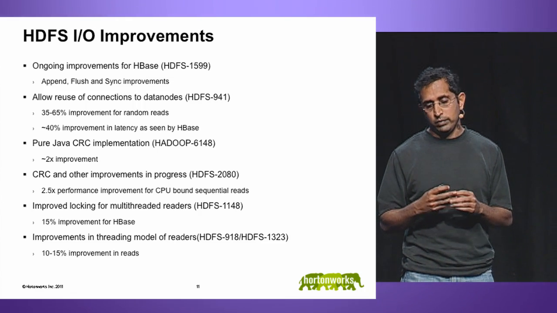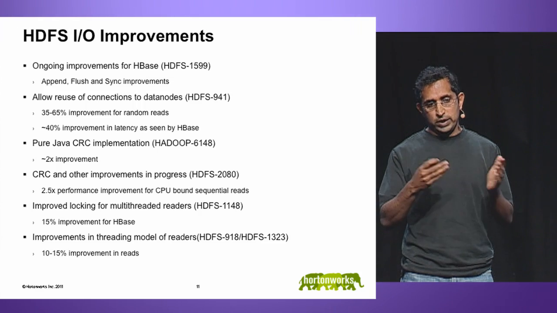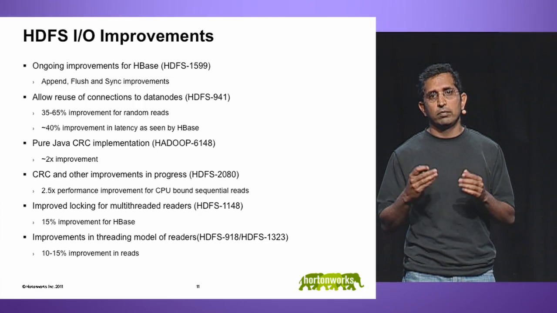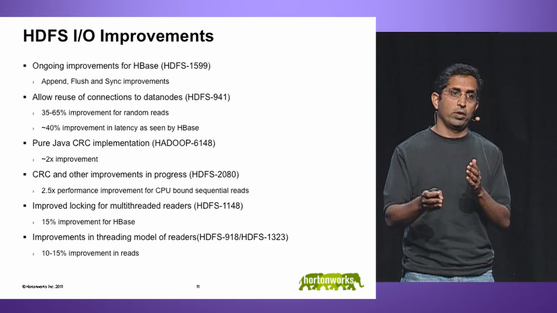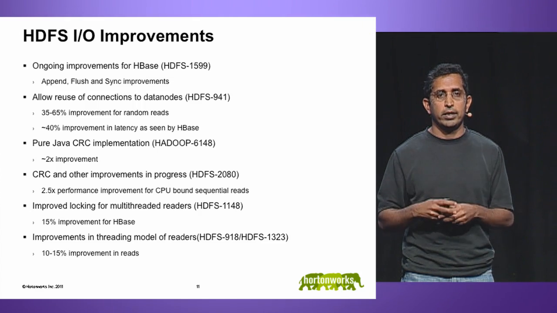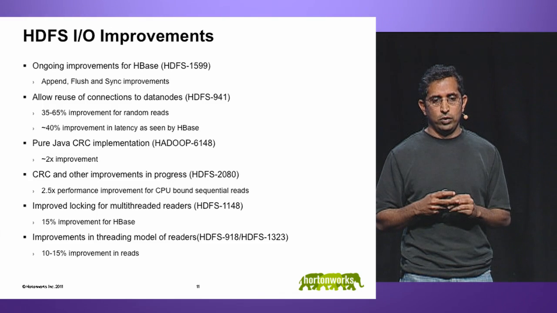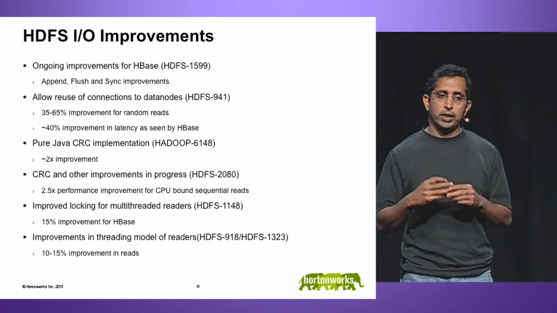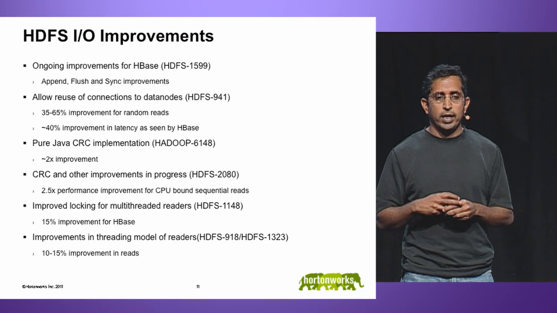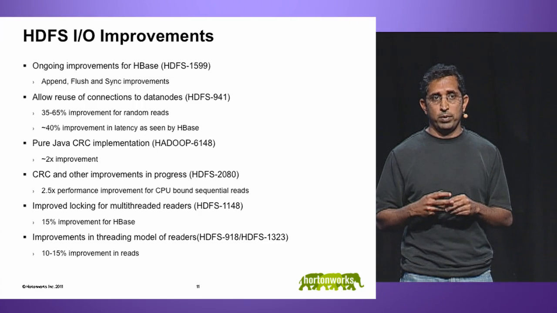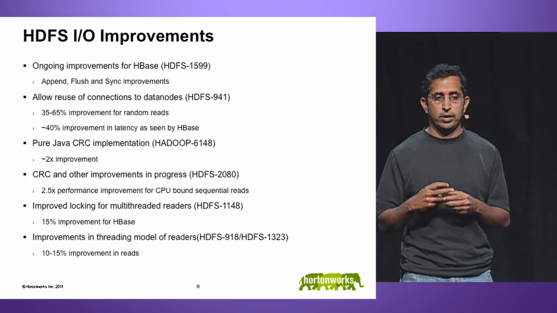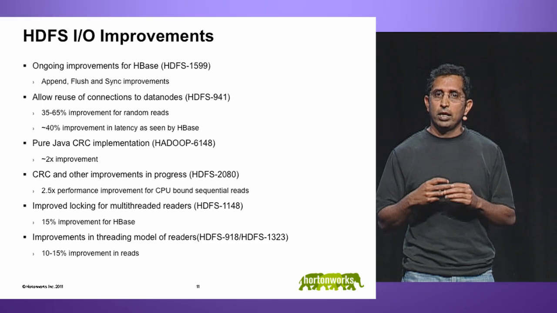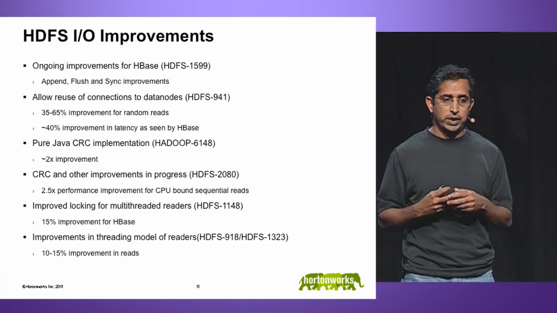on the HDFS JIRAs. Some of these improvements are, if a client had to open a connection every time it was doing a short read or a random read, there is a change that has gone into the trunk where the connections are reused from the client. And with this, some of the benchmarks that are published on the JIRA show 35 to 65% improvement in random reads. It also shows approximately 40% improvement in the latency as seen by HBase in HBase testing.